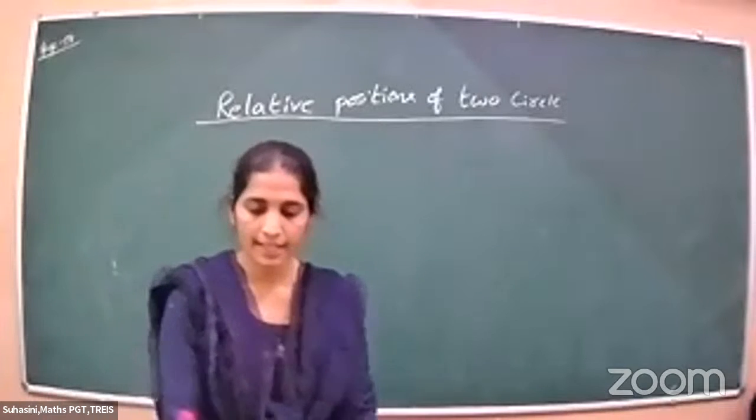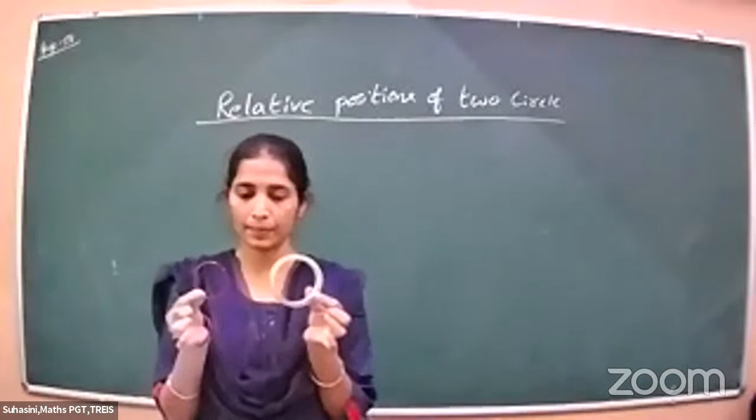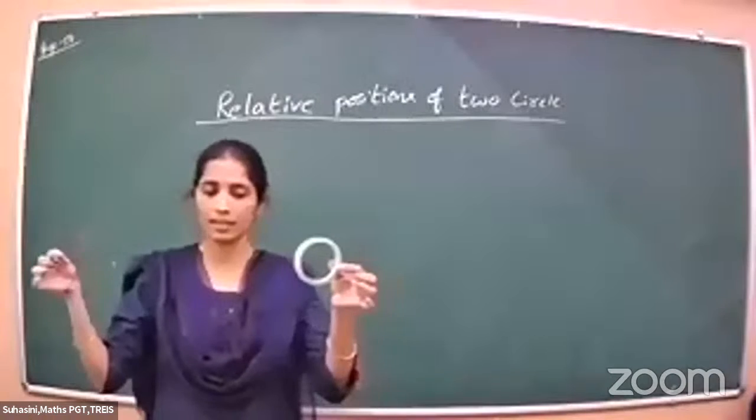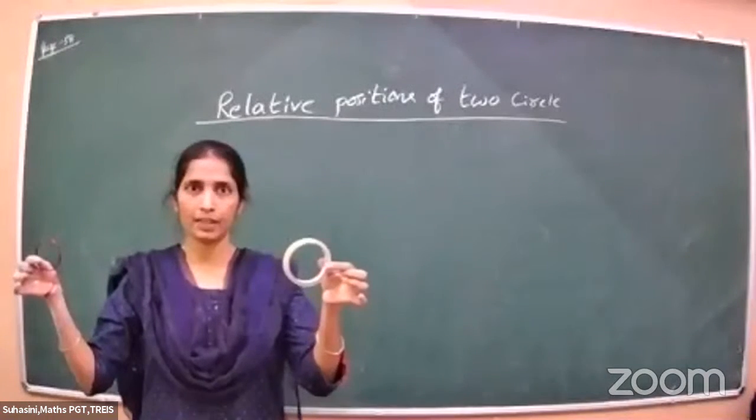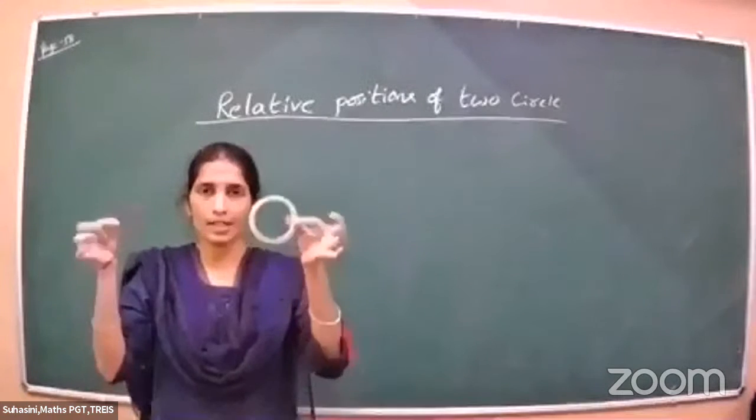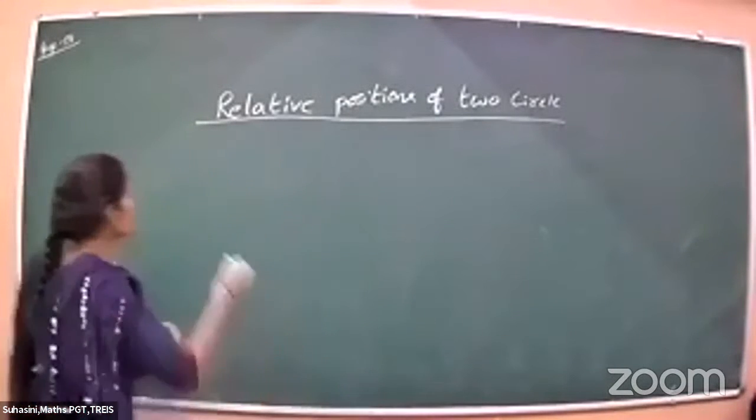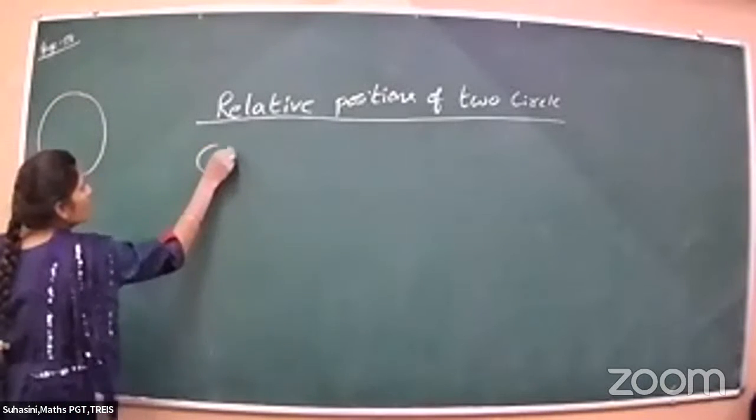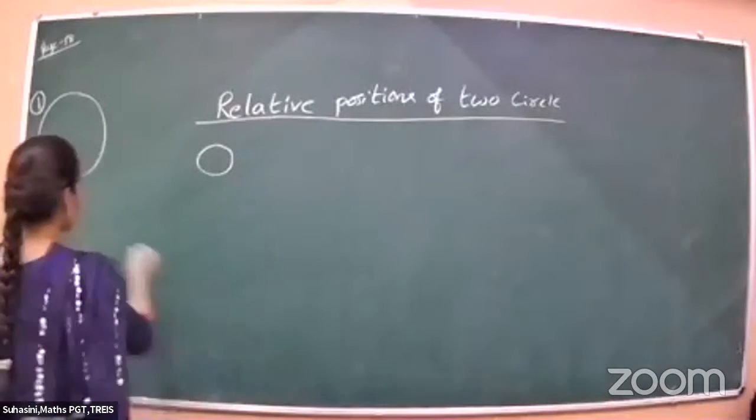Let us take 2 circles, children, the objects which are in the circular shape. I'll just maintain them at enough distance. Let us place them separately, and we will try to bring them close. So this is the first position where the circles do not touch each other. This is case 1.